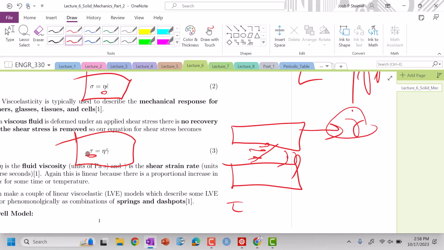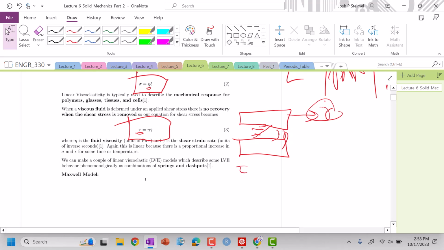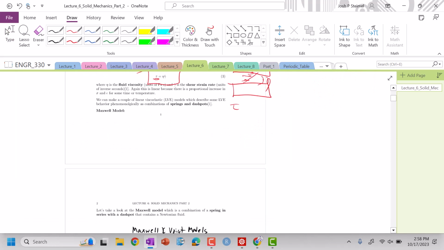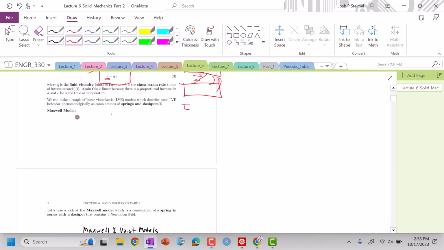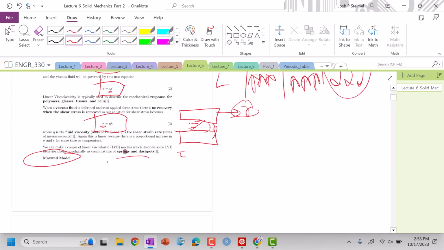So, pretty cool. Now, you can model this linear viscoelastic behavior with Maxwell models and with Kelvin-Voigt models, using springs and dashpots, where springs denote the elastic response and dashpots denote the viscous response. So we'll get into those models in the next video. See you then. Thanks. Bye.